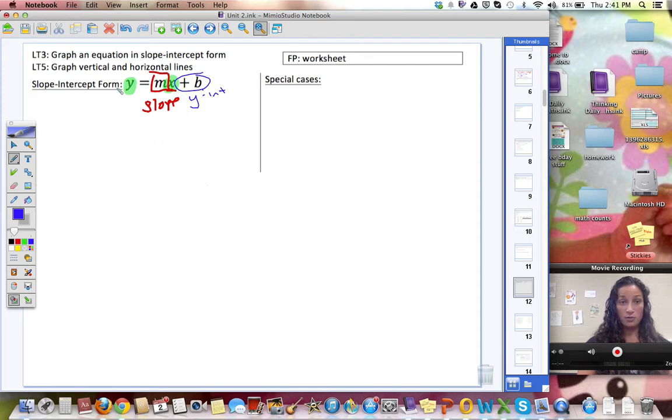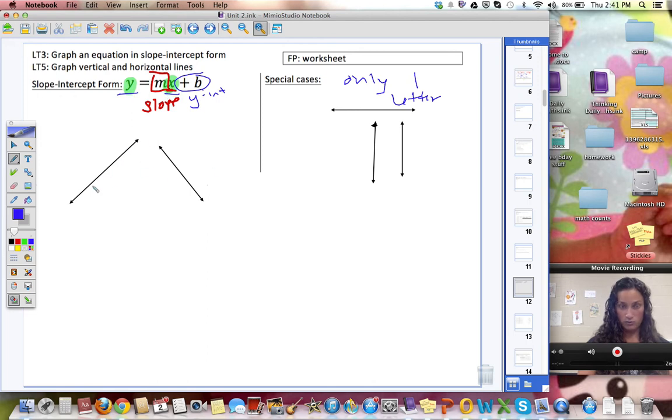Our special cases, so whenever it's in the form y equals mx plus b, these will all form lines, where it goes like this, or where it goes like this. Our special cases are lines that look like this, and lines that look like this, straight up and down. It's special if there's only one letter. Here, these all have y and x, so it's going to be a line, something like that. When there's only one letter, like x equals 7 or y equals -2, that's going to be a special line.